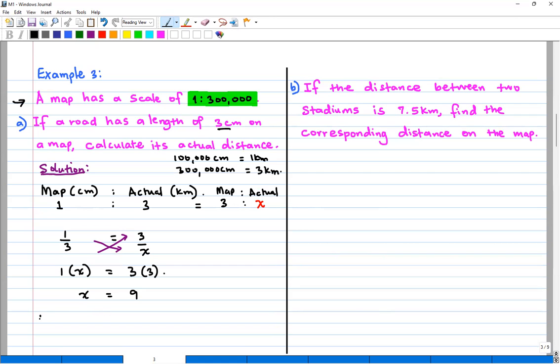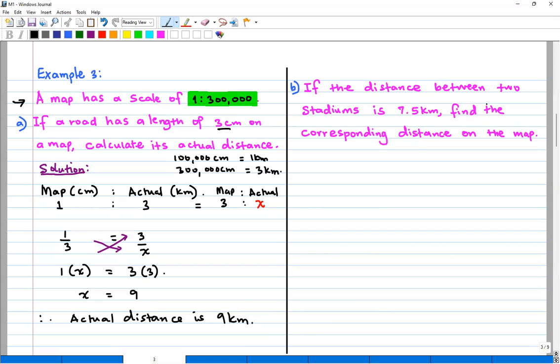Okay, so it means that the actual distance is 9 kilometers. So when on the map we have 3 centimeters, the actual distance is 9 kilometers. I hope you understand that.